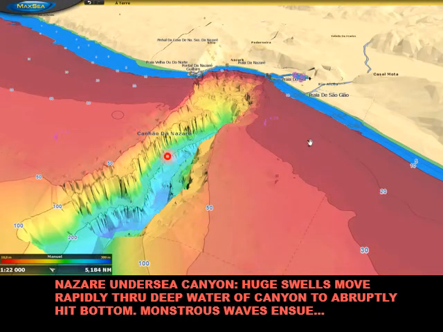Here's a bathymetry map of the Nazaré Undersea Canyon. You can see that the waves are coming in waters that are almost 300 meters deep. And so they're able to move at full speed right up to the beach. There is no continental shelf here. There is no shelf at all. It's basically beach and then deep water just offshore.